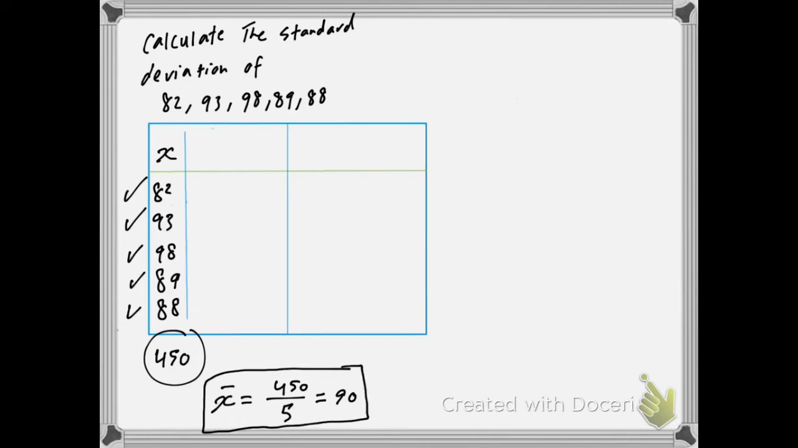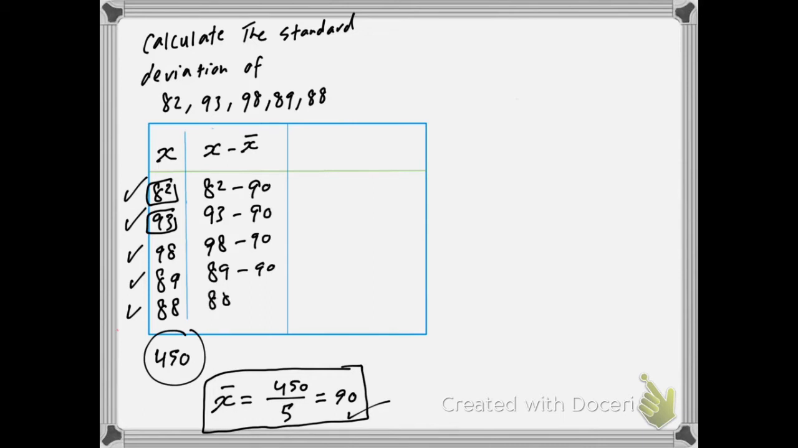The next column here will be x minus x bar. X means this number, I have 82, minus x bar, we did it here, 90. In the same way, I'll take the next x. I have 93 minus 90. After that, I have 98 minus 90, and 89 minus 90, and 88 minus 90. Try to make this subtraction with me now for each line.